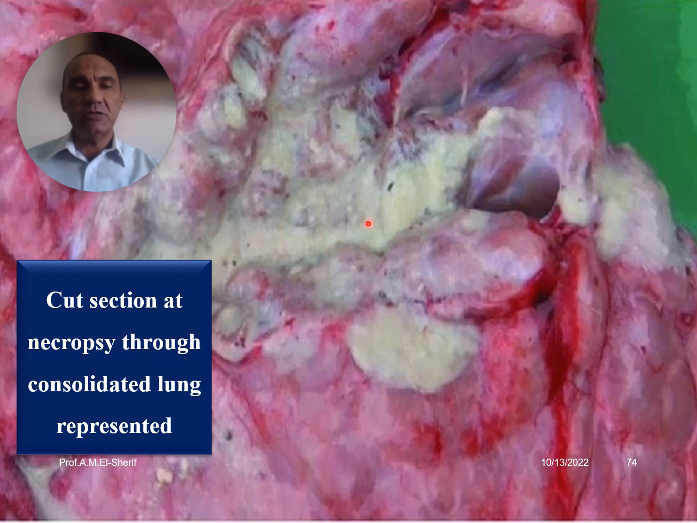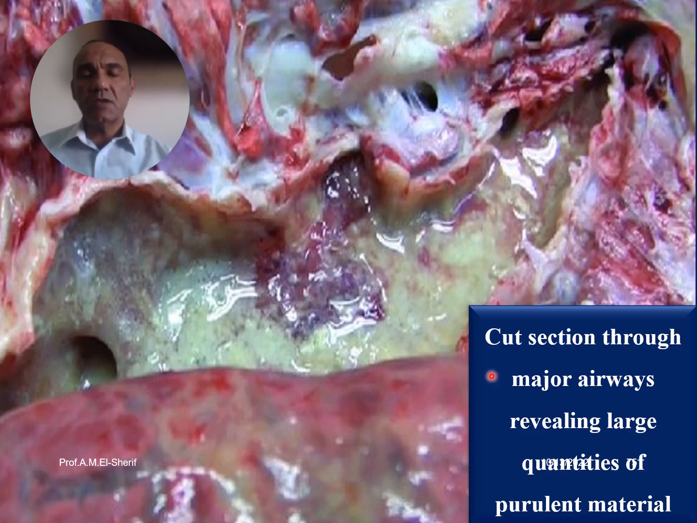This is a picture of a cut section at necropsy through a consolidated lung with purulent nasal discharge. Cut section through the major airways reveals large quantities of purulent discharge in the lung tissue as well as in the bronchioles.